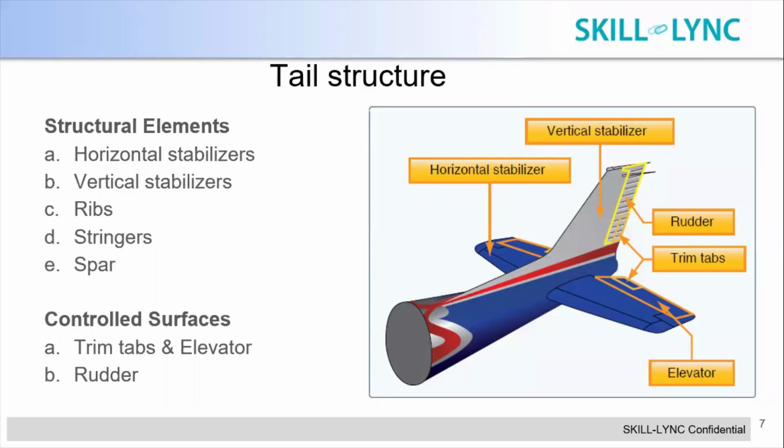And the tail portion has also got control surfaces like trim tabs, elevators, and rudder. Trim tabs and elevators are similar to wing flaps and ailerons, but these movements are for fine movements, and the rudder is used by the pilot to maneuver the plane sidewise.